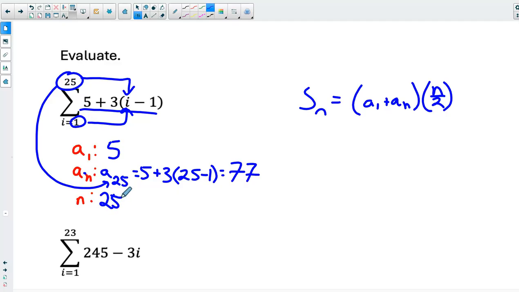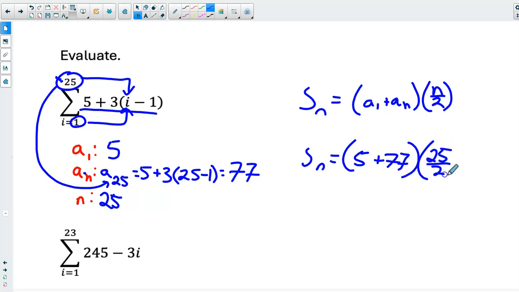Now there's a little trick with those numbers we'll talk about later, but I have 25 terms, which is 90% of the time going to be that top number. So my formula is going to look like this. I'll have Sn equals 5 plus 77, and then I'm going to have 25 divided by 2. Let's calculate that, get an answer, and then move on to the bottom.